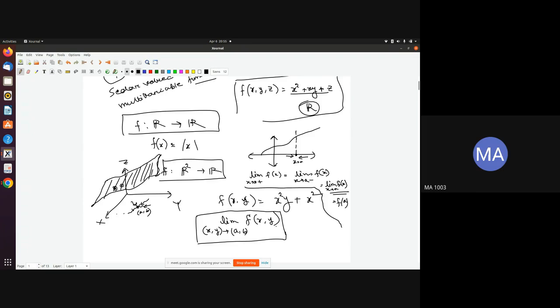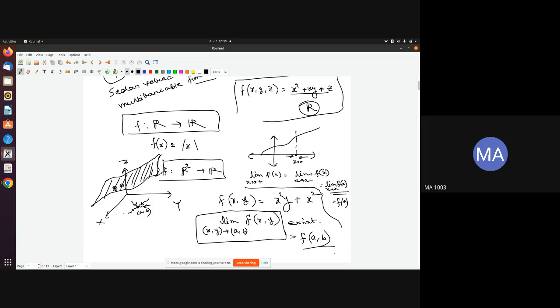Here also the same thing. This should exist and it should be equal to f(a,b). Then we say that the function is continuous. So can you see the analogy between single variable and multivariable? The only different thing here is that there are infinitely many ways to approach a single point. That is the main difficulty in multivariable calculus.